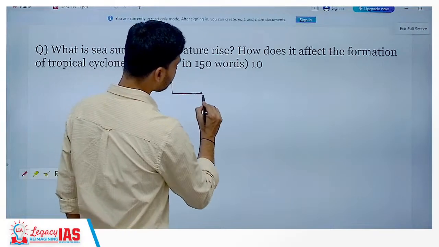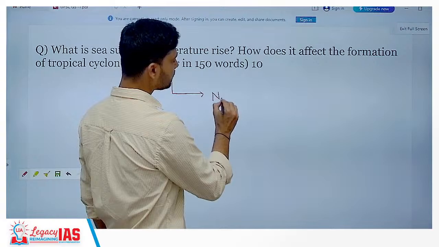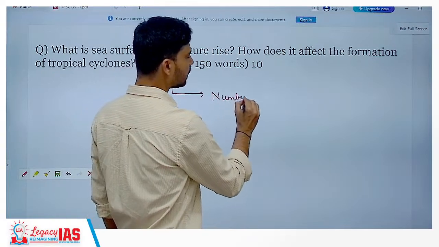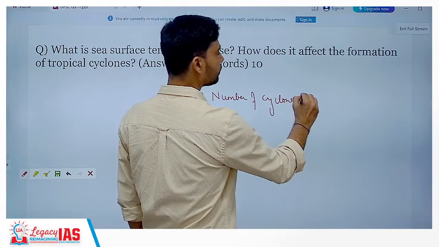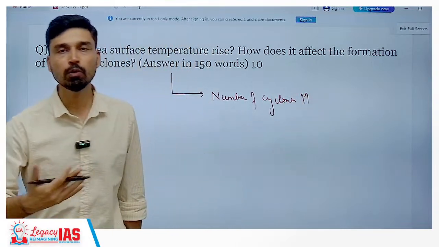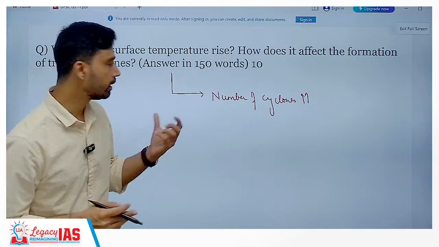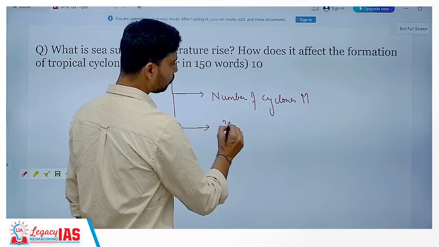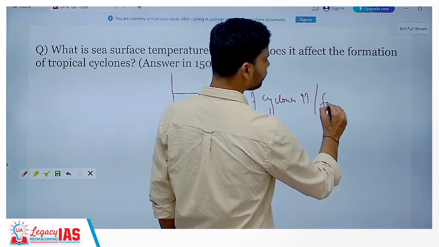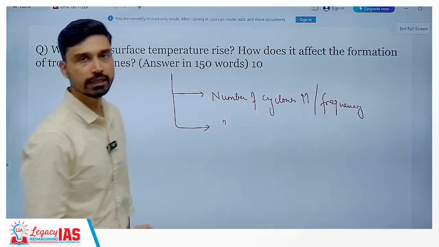If you look at the effect of the increase in sea surface temperature on tropical cyclones, first we can understand that the number of cyclones that we witness across the world is increasing. That is the first point, because obviously global warming causes higher sea surface temperature, and higher sea surface temperature leads to the development of a higher number of cyclones. So the number of cyclones, or another way to say it, the frequency of cyclones that we observe in tropical areas, has been continuously increasing.